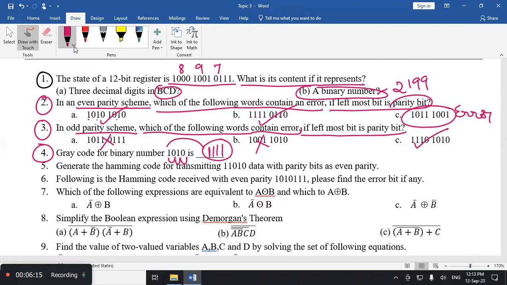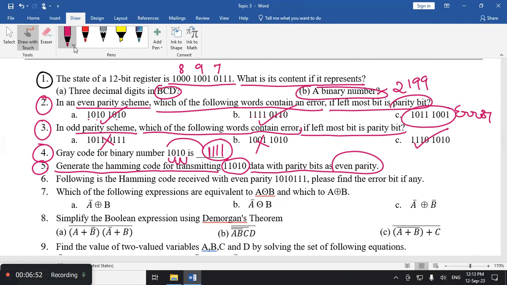Okay, let us do the fifth one, the one which you did yesterday. Right? This is very important. All of you have to do it in your notebook. Now, fifth question. Generate the Hamming code for transmitting 11010 data, with the parity bits as even parity.